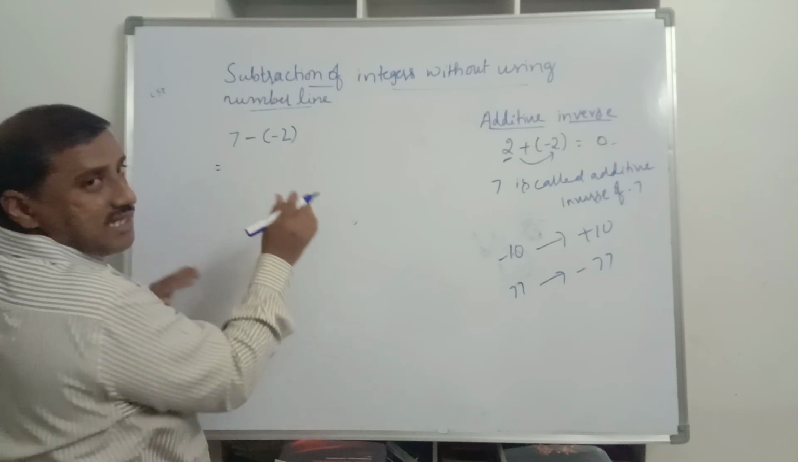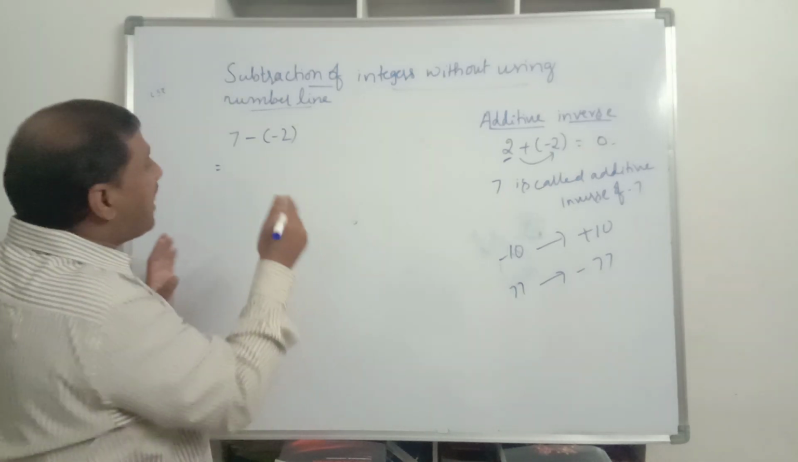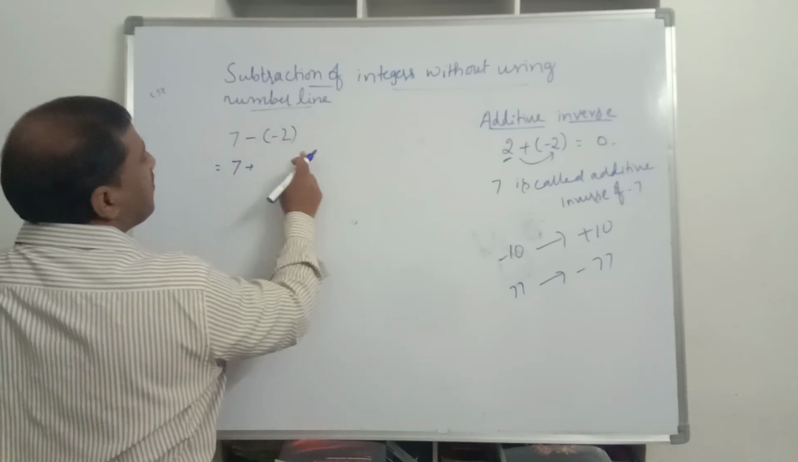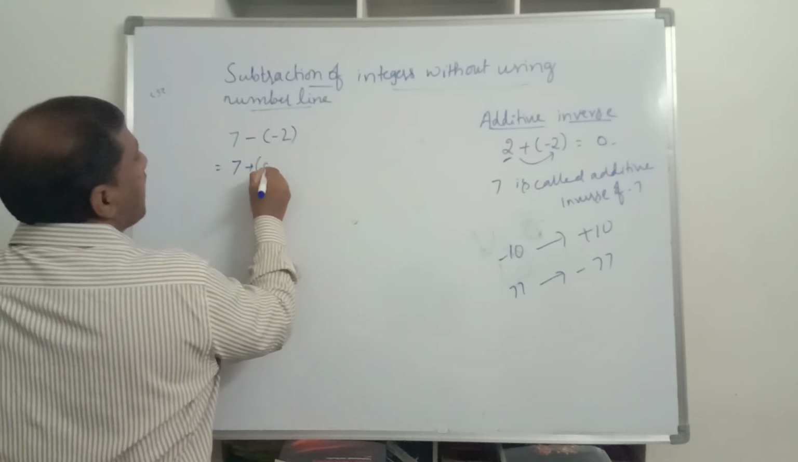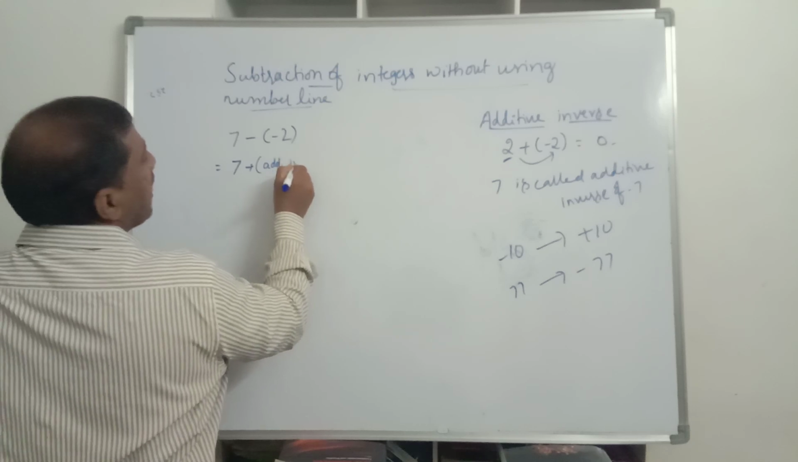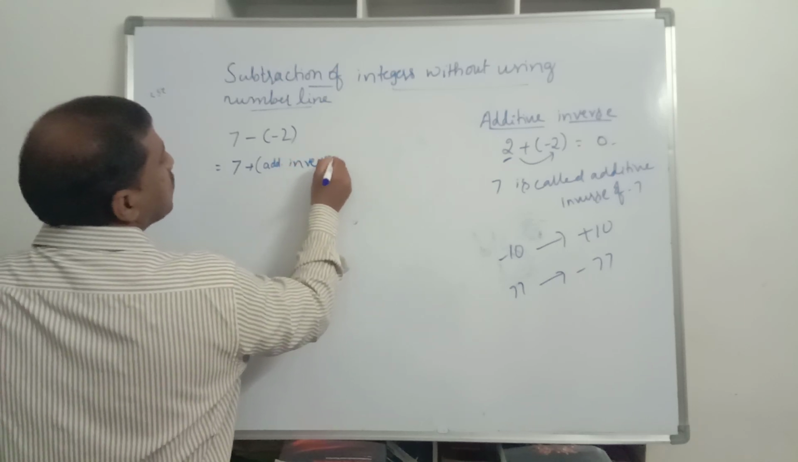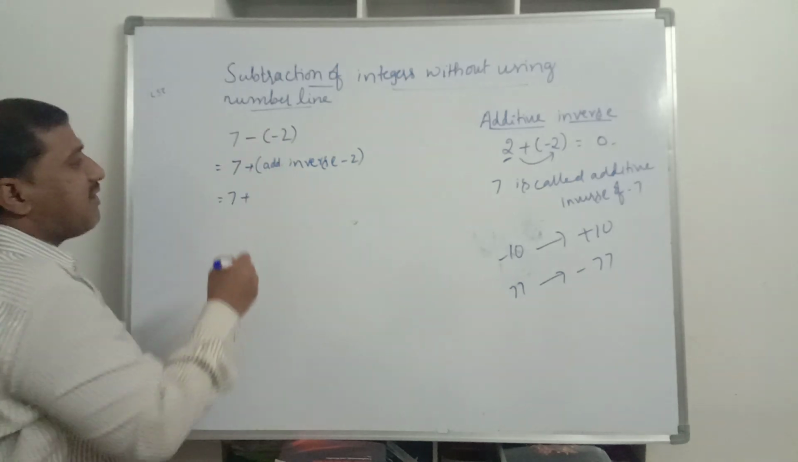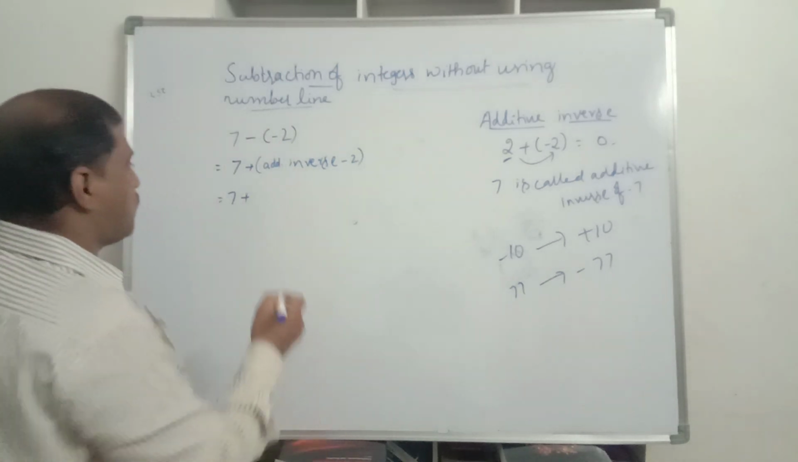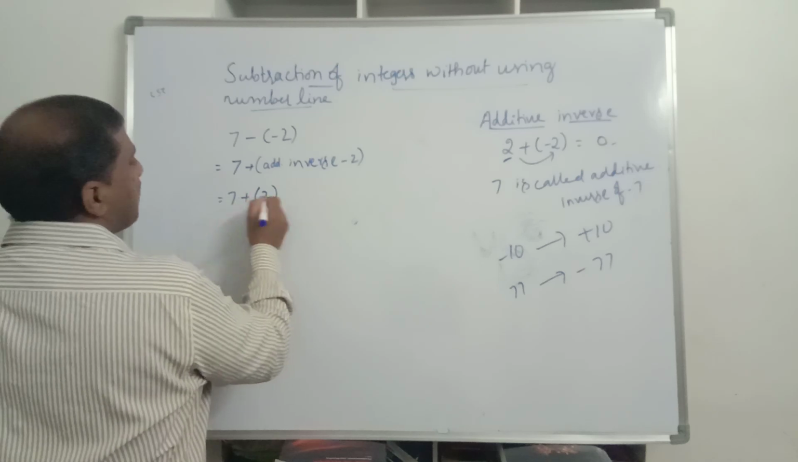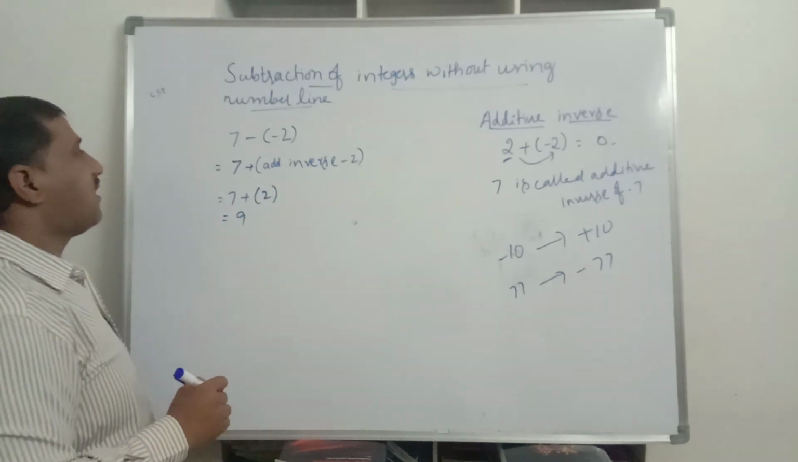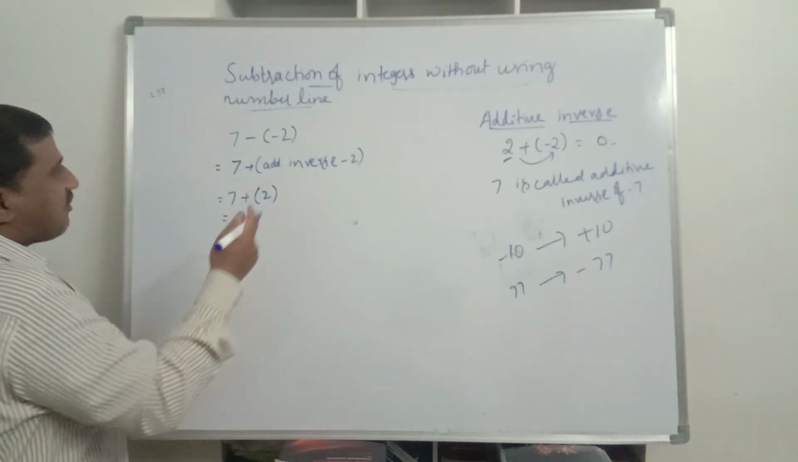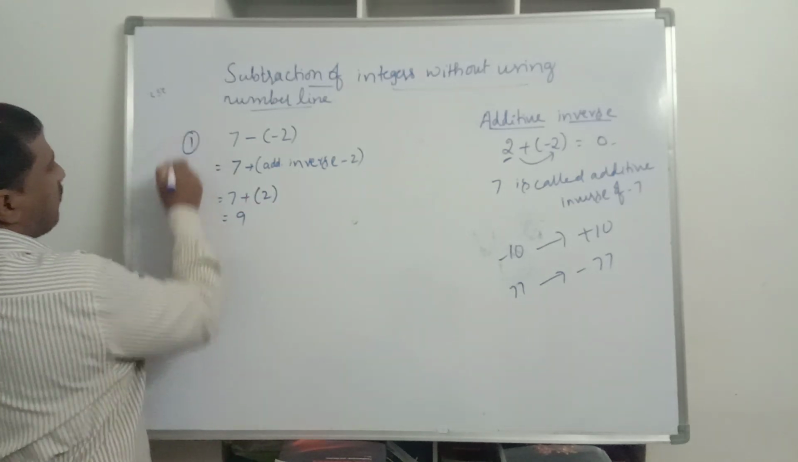Subtraction is nothing but addition. We are adding 7 plus the additive inverse of minus 2. That is 7 plus the additive inverse of minus 2, which is plus 2. So we are adding 2. 7 plus 2 is equal to 9. That is, 7 minus of minus 2 is equal to 9. We will discuss one more sum.